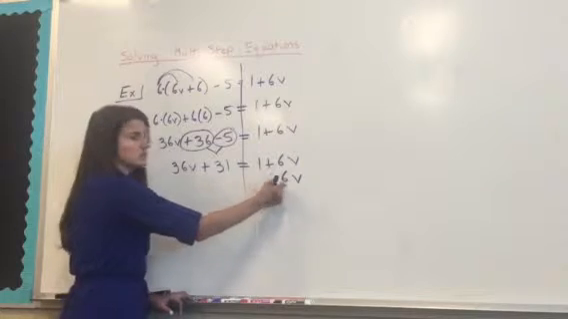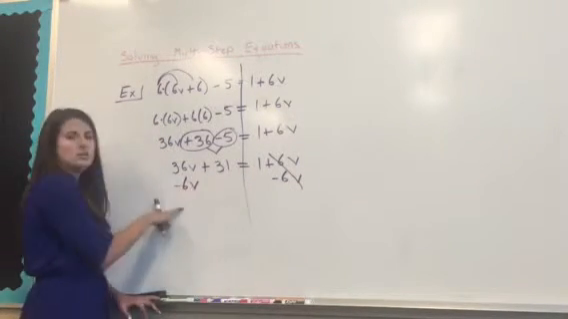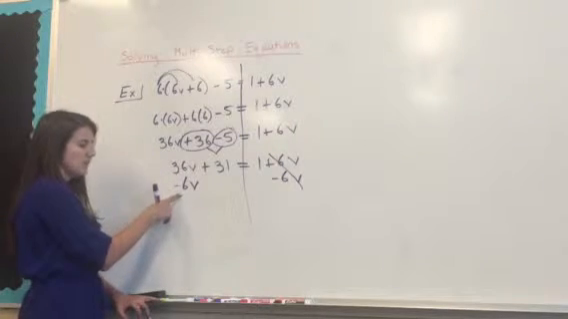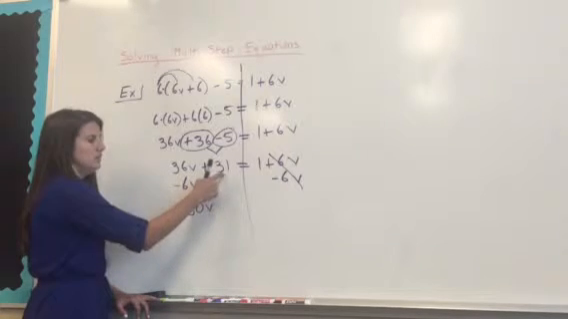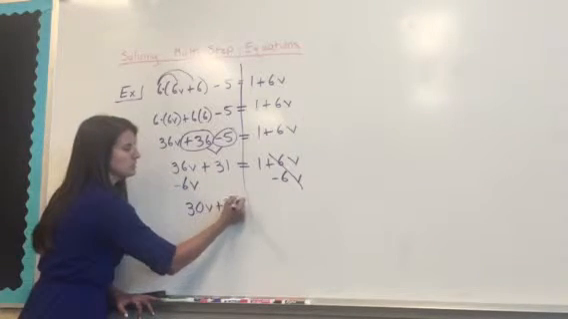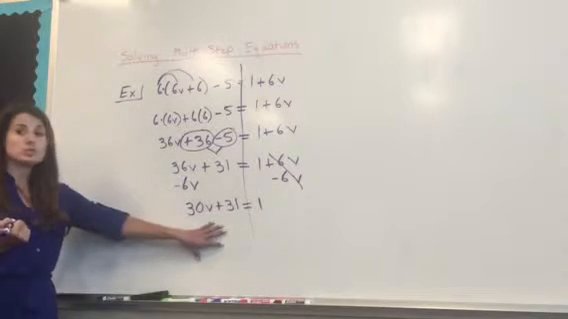So 6v minus 6v cancels out. But if I do it to this side, I've got to do the same thing on my other side. So then 36 minus 6 is going to give me 30v. My 31 is still here, so plus 31 equals 1. Now it's just a two-step equation.